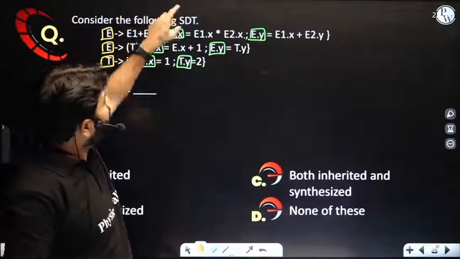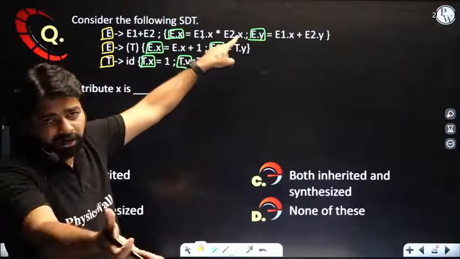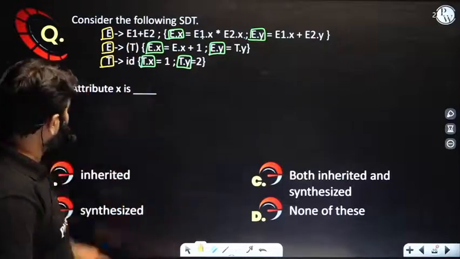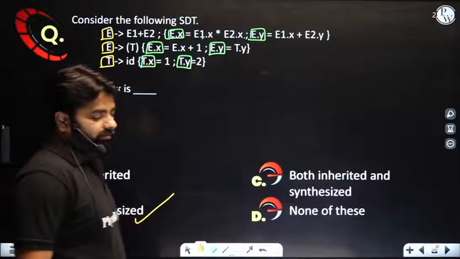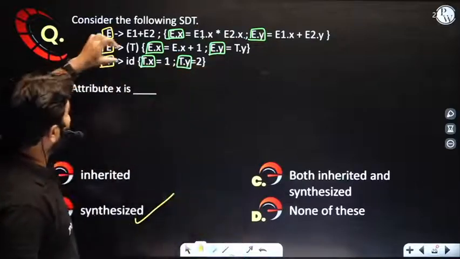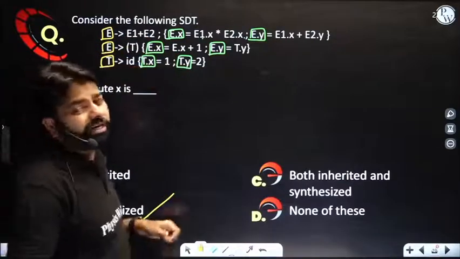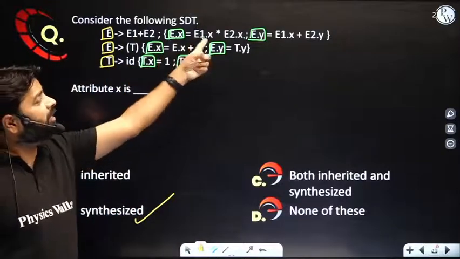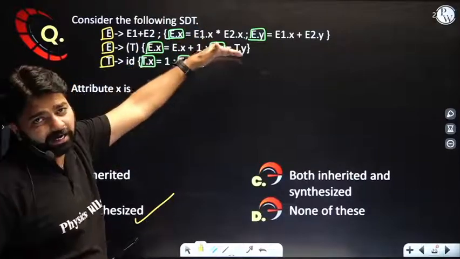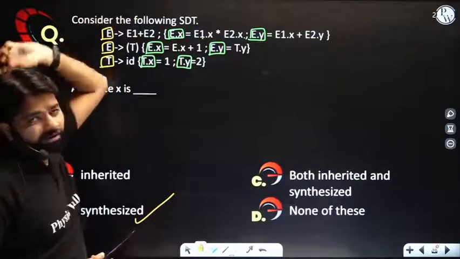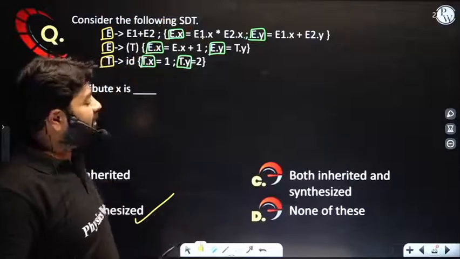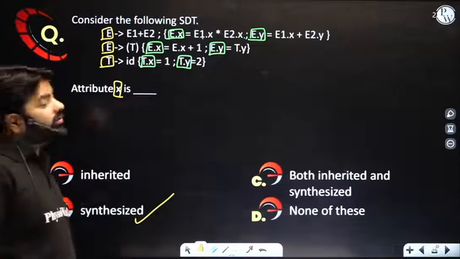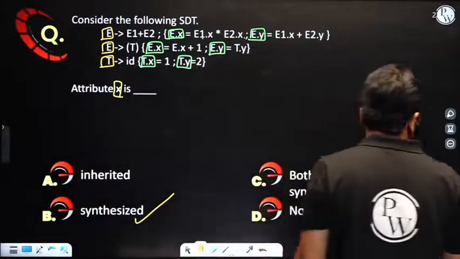But the first one purely depends on its children. That means you can assume these follow the synthesized concept. You can say X is synthesized, because the other two statements can be used in any. So that's why I'm assuming it is synthesized, because the first statement is purely depending on its children. E depends on its children. Okay, that's about X. This X is synthesized. Now the next question is the same grammar.